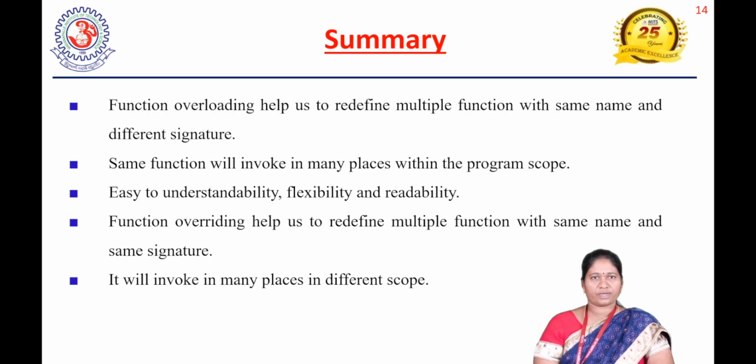Then what is function overriding? We have to redefine functions with the same name and the same signature. The return type, function name and arguments, everything has to be the same. This is what is called function overriding. The scope is in many places, because we use it in the base class and also in the derived class.